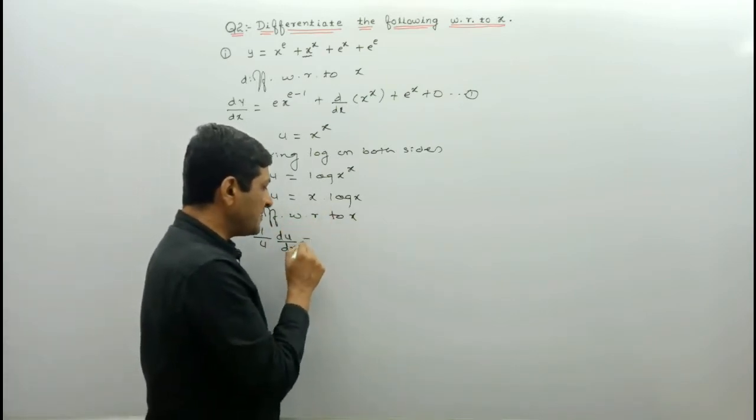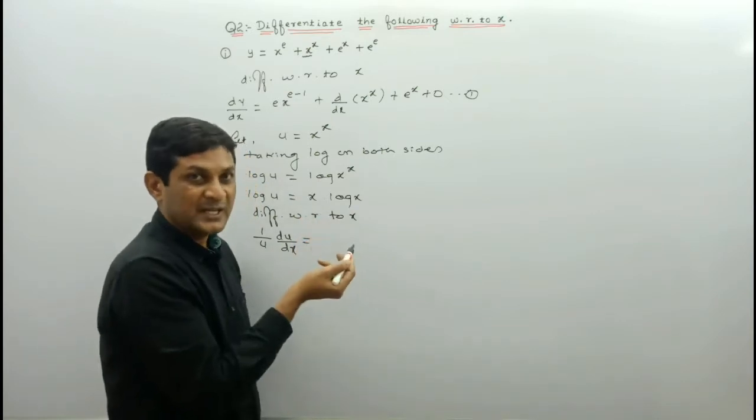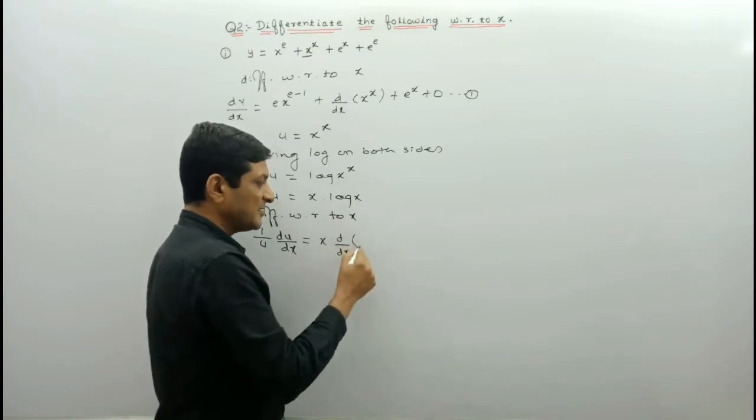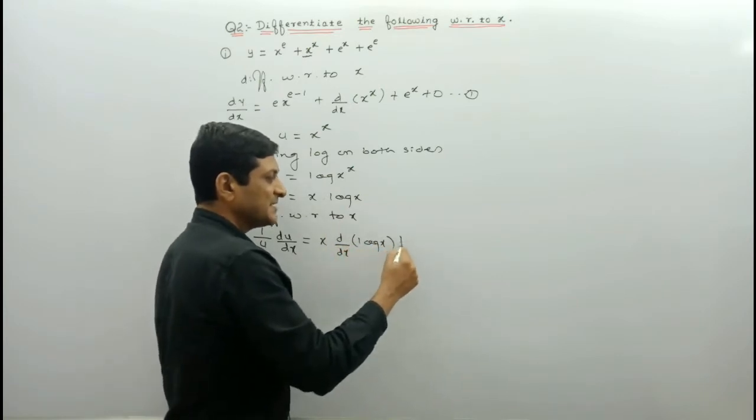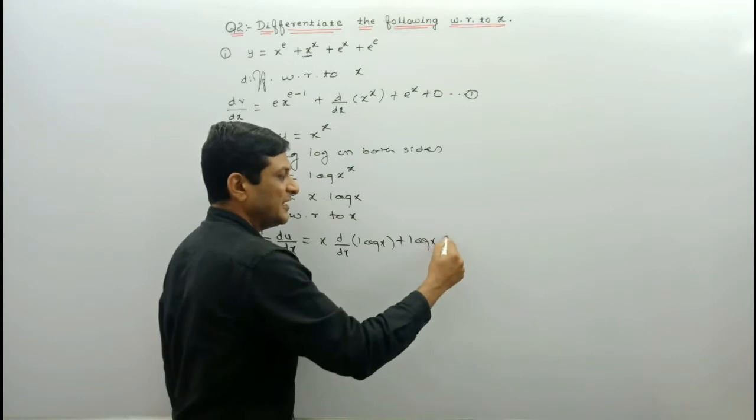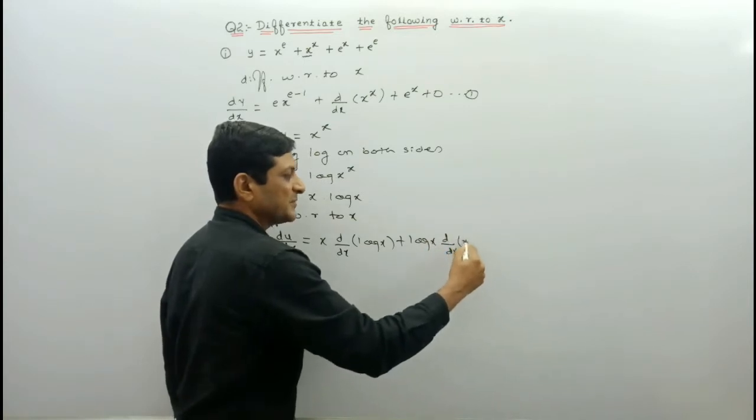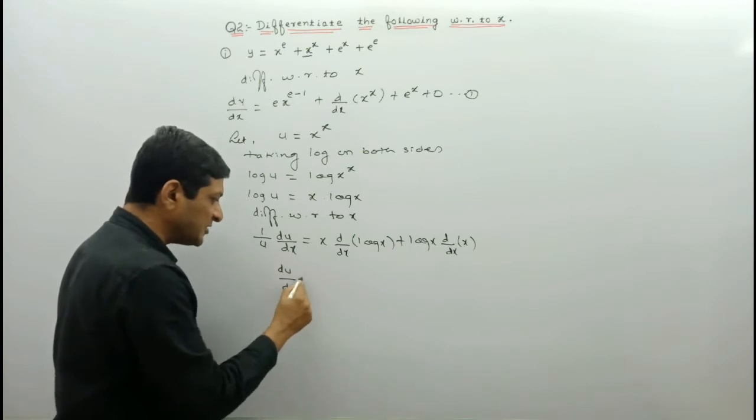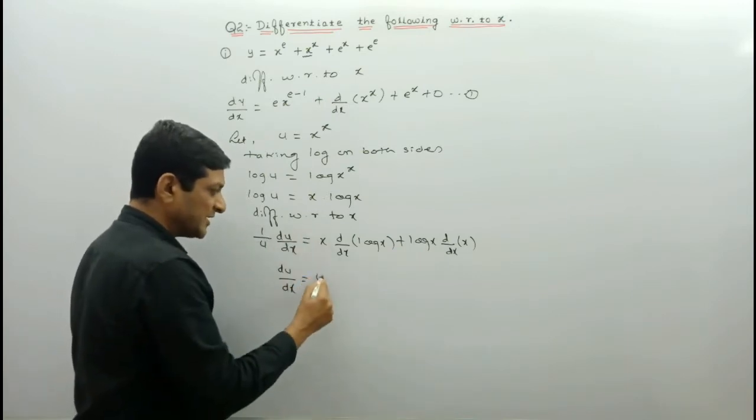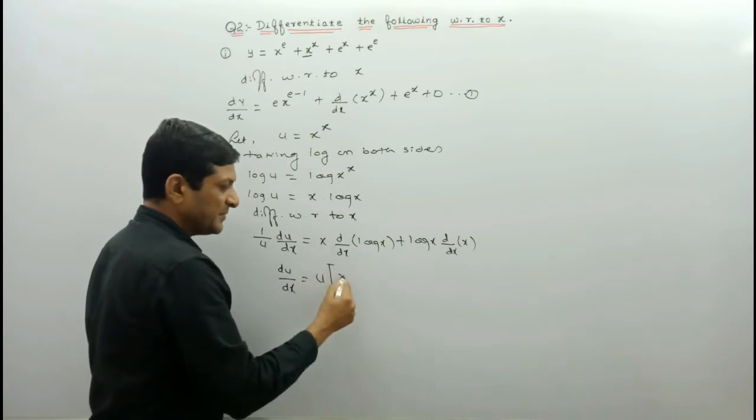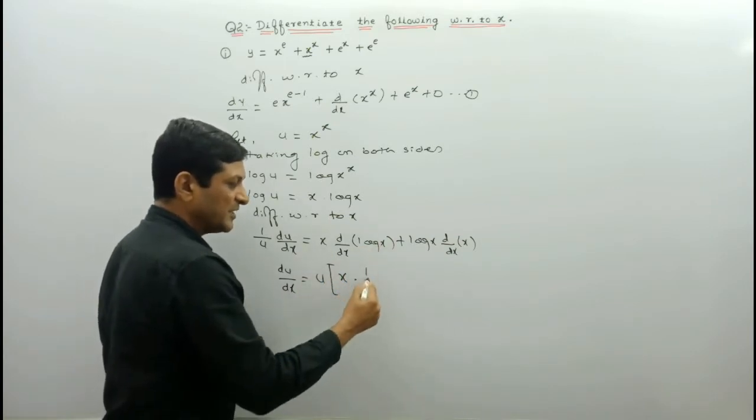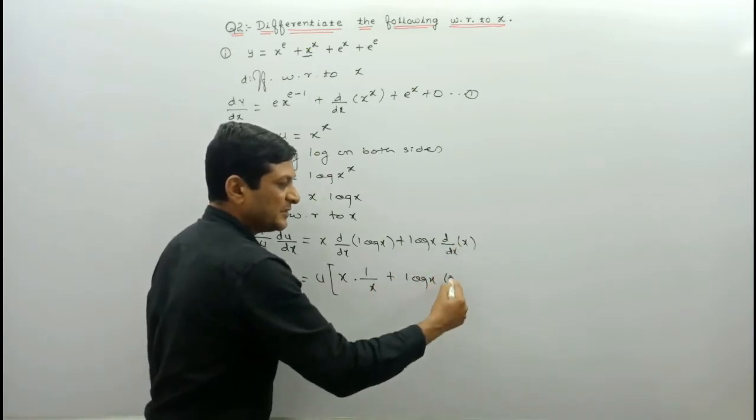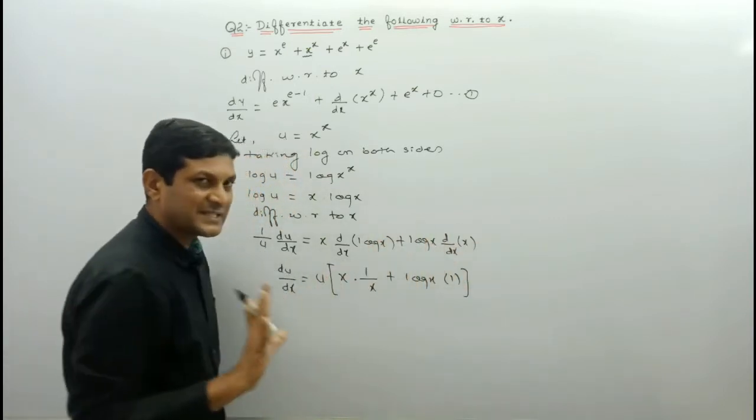On this side, to find the differentiation, we have to apply the product rule. So according to the product rule, keep the first term as it is into the derivative of the second term. The second term is log x, plus the second term as it is, meaning log x as it is, into the derivative of the first term, where the first term is nothing but x. So du upon dx, keep it as it is, you will get multiplied on this side. So u into, here x, keep it as it is. What is the derivative of log x? It will be equal to 1 by x, plus log x, keep it as it is, and the derivative of x will be equal to what? 1. So the differentiation is completed here.